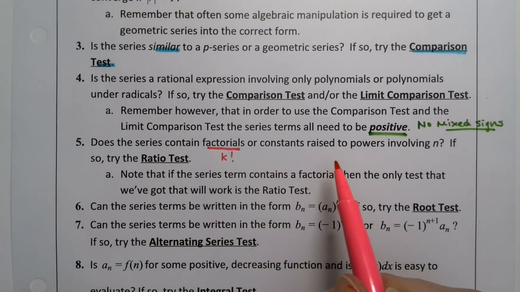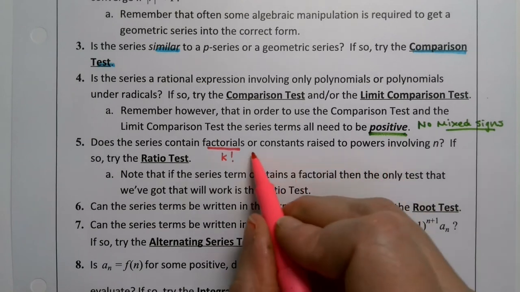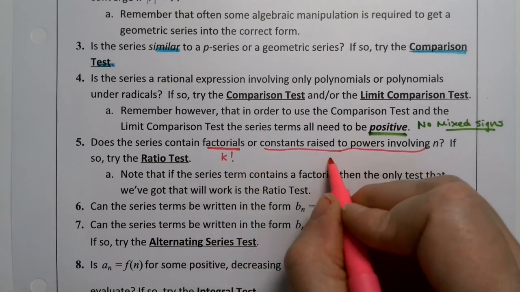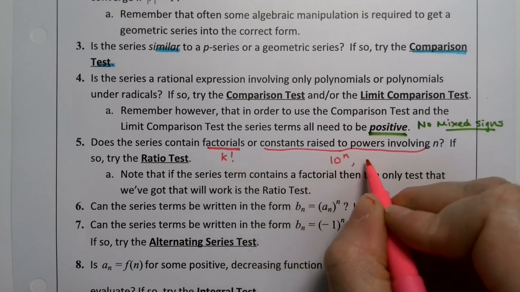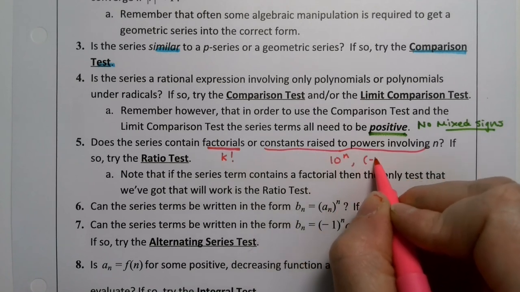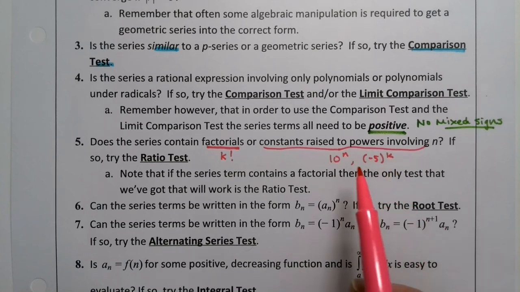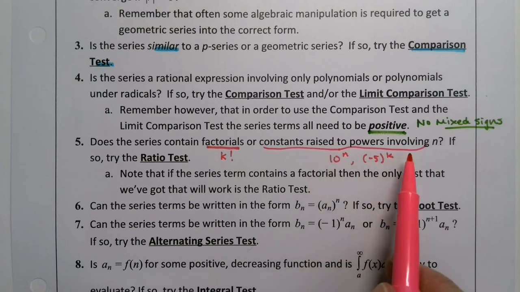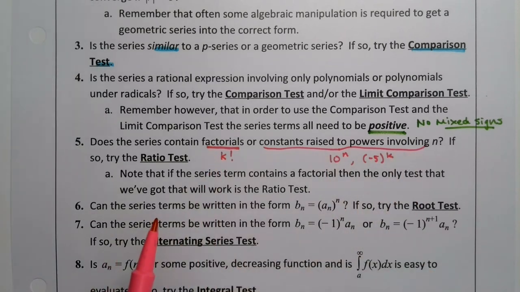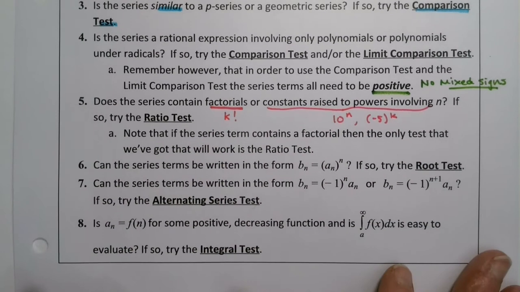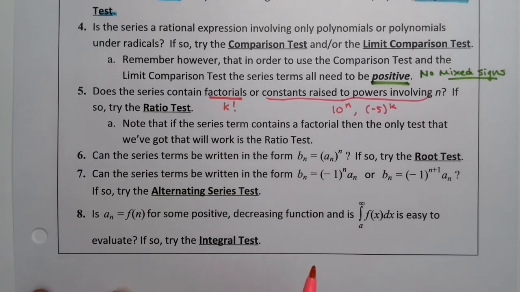And then constants raised to powers. So if it involves things like 10 to the n or -5 to the k, things like that. Because what happens with the ratio test is a lot of times they cancel out, right? So if you see a lot of constants raised to powers or a lot of factorials, the ratio test is a good one. The ratio test, honestly, is one we use a lot in Chapter 11.